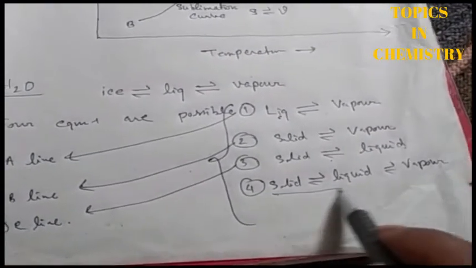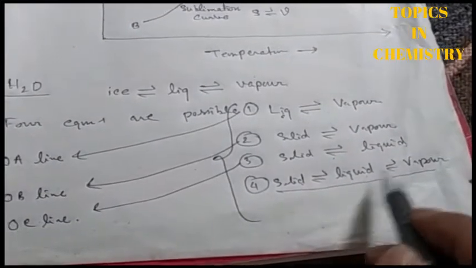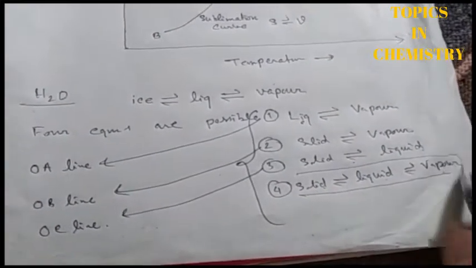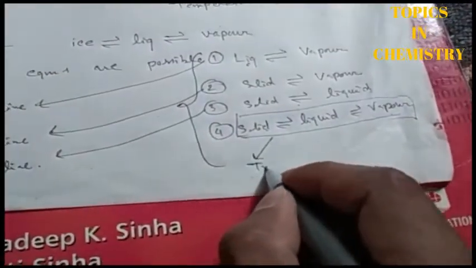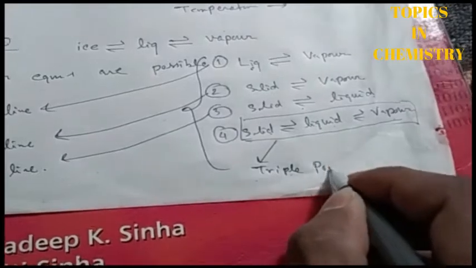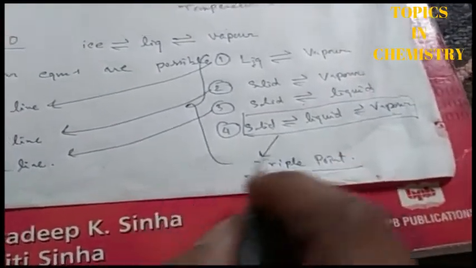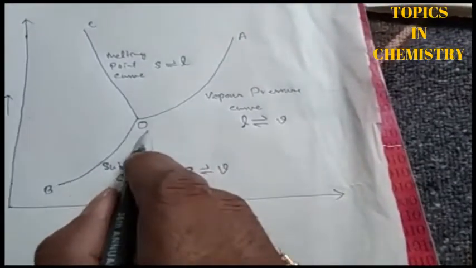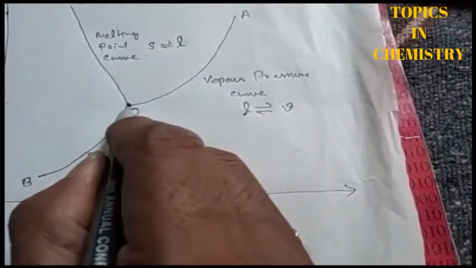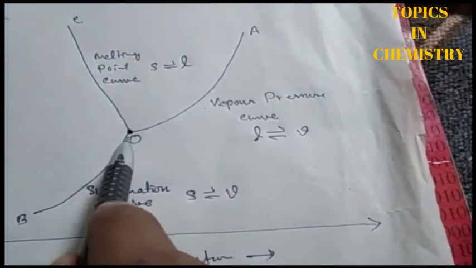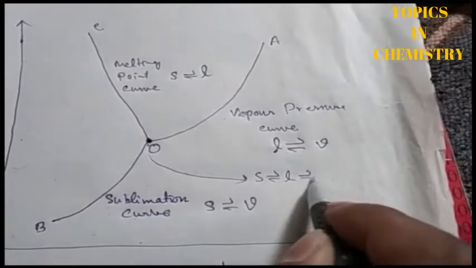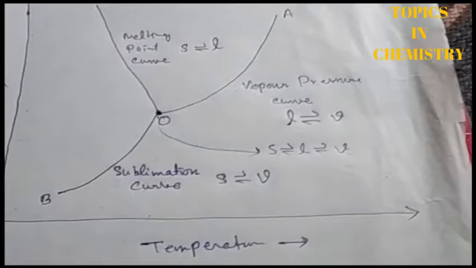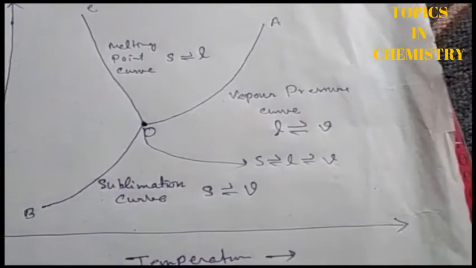Now there is another one, solid in equilibrium with liquid, in equilibrium with vapor, that is represented by a point, that is not a line, and this point is called the triple point. So this is the point O. Actually you can see that at that point solid is in equilibrium with liquid, which is in equilibrium with vapor. Okay, so this is the O point.